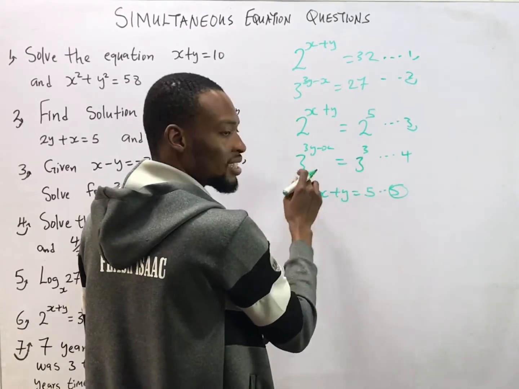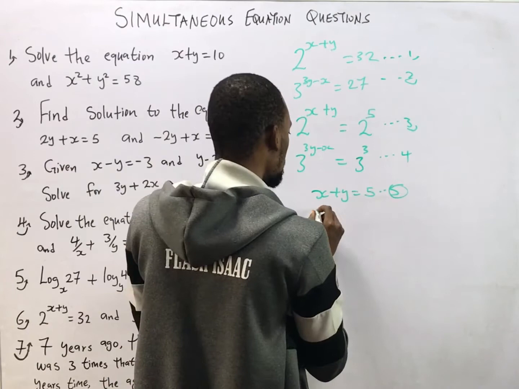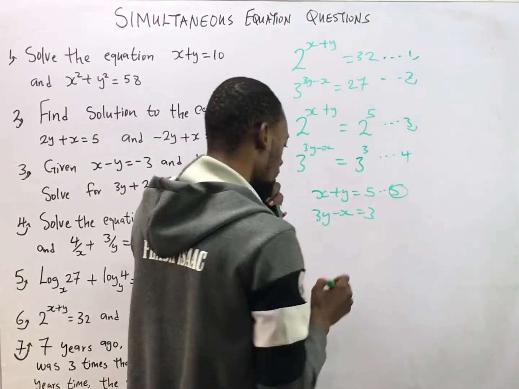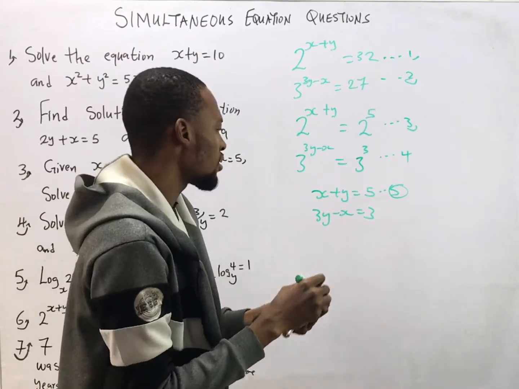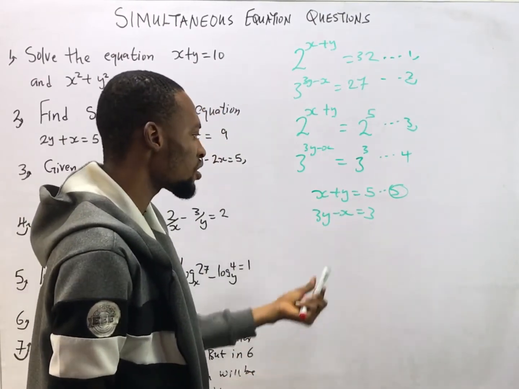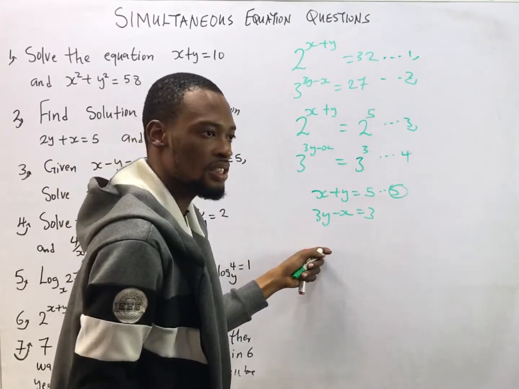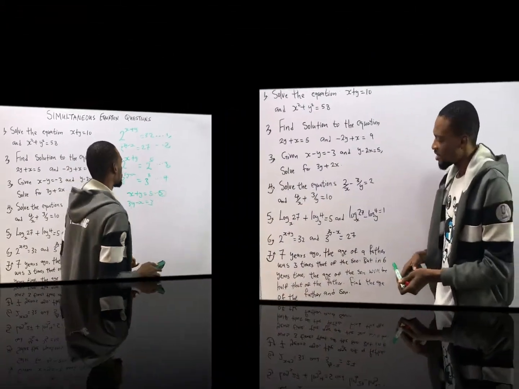Here, the bases are the same. We can equate the powers. This will give you 3y minus s is equal to 3. Now that you've gotten to this stage, it's simply for you to solve this simultaneous equation, the regular simultaneous equation, and get your answers. That's how to solve this equation.